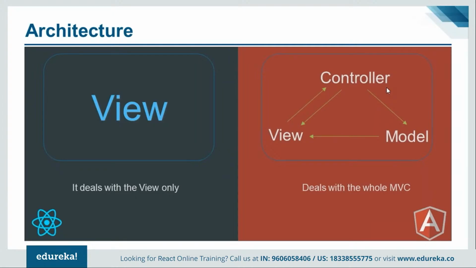But the advantage obviously is from the view perspective, which gives it a lot of advantages when you think about current development in today's world, where a lot of focus is on the user interface itself. So from that perspective, this architecture gives a lot of advantages. Both architectures are trying to solve similar problems, but they vary in terms of thought process. React's focus is on the view, whereas Angular is all about MVC altogether.